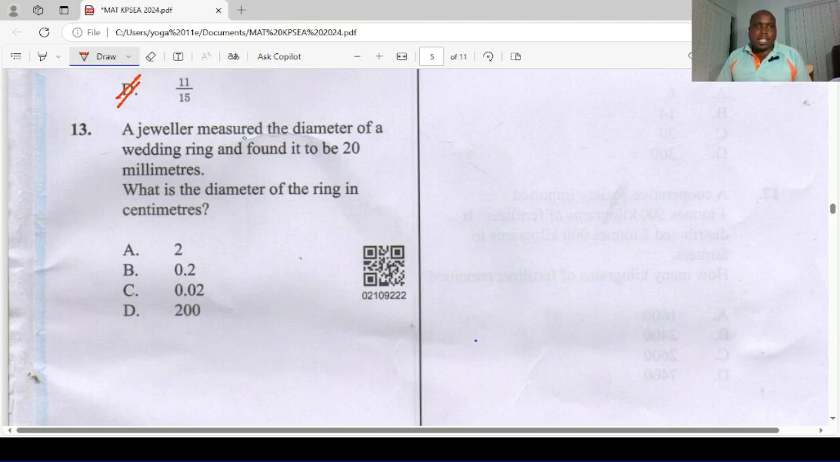A jeweler measured the diameter of a wedding ring and found it to be 20 millimeters. What is the diameter of the ring in centimeters?